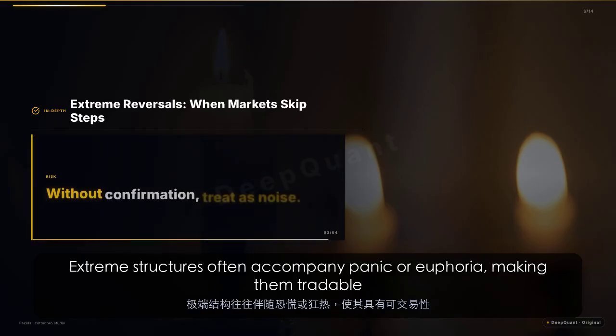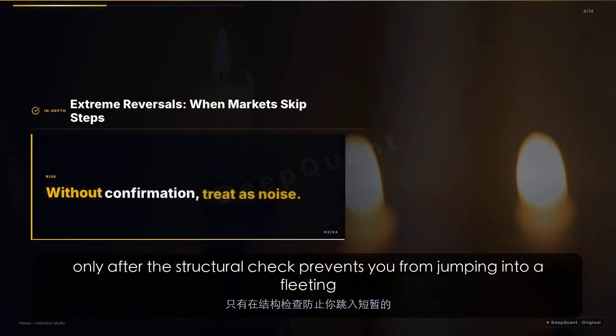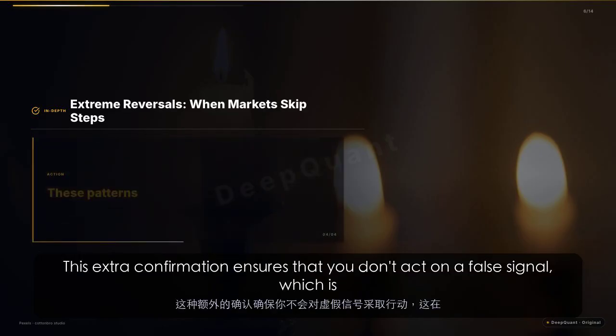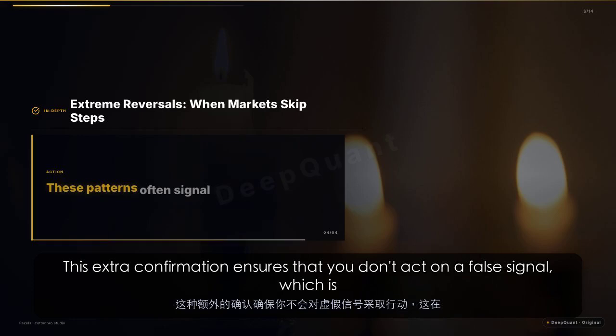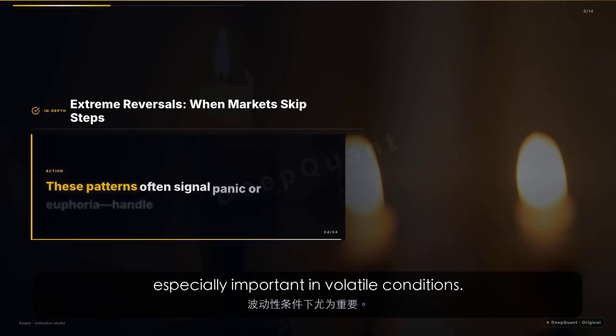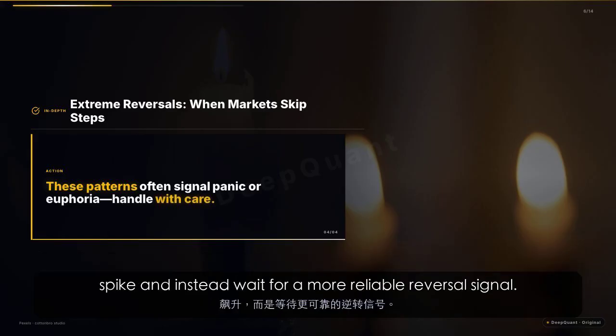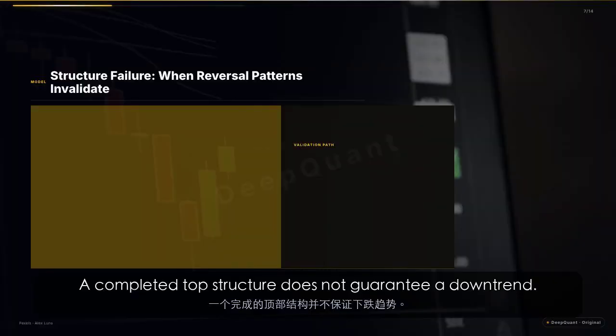Extreme structures often accompany panic or euphoria, making them tradable only after the structural check prevents you from jumping into a fleeting momentum burst. This extra confirmation ensures that you don't act on a false signal, which is especially important in volatile conditions. By adhering to the structural rules, you can avoid being caught in a temporary spike and instead wait for a more reliable reversal signal. A completed top structure does not guarantee a downtrend.